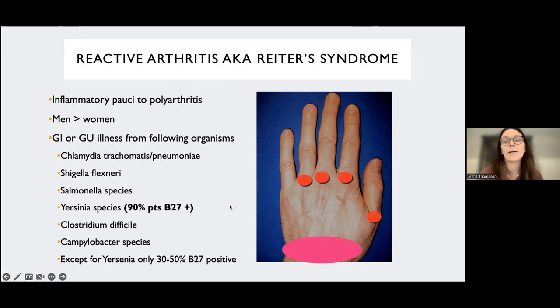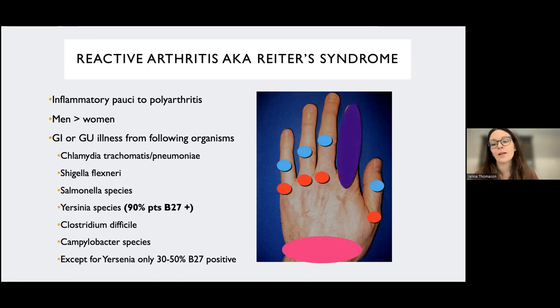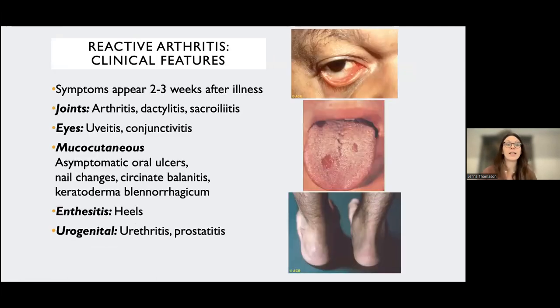So the distribution typically affects MCPs, PIPs, wrists, and can also cause dactylitis. It's in that family of spondyloarthritis. Again, the symptoms usually appear a couple weeks after their illness, and they can have arthritis, they can have enthesitis.